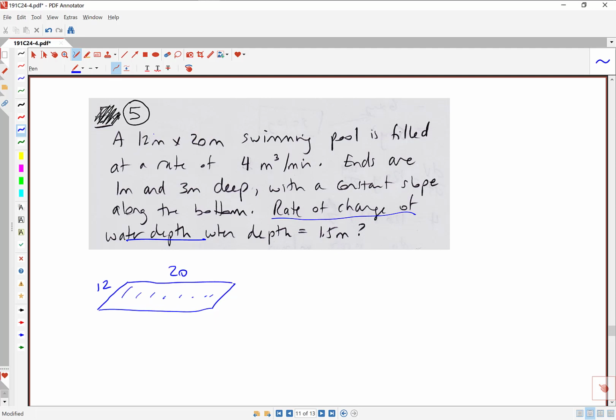Okay, so that means this pool has like a shallow end and a deep end. So the shallow end goes down 1 meter, whereas at the deep end over here, it's actually 3 meters deep. And then they said with a constant slope along the bottom. So that means there's no drop off or anything like that. It just gradually goes from the shallow end to the deep end. So I would say that's really important, being able to pull all that information out of the question.